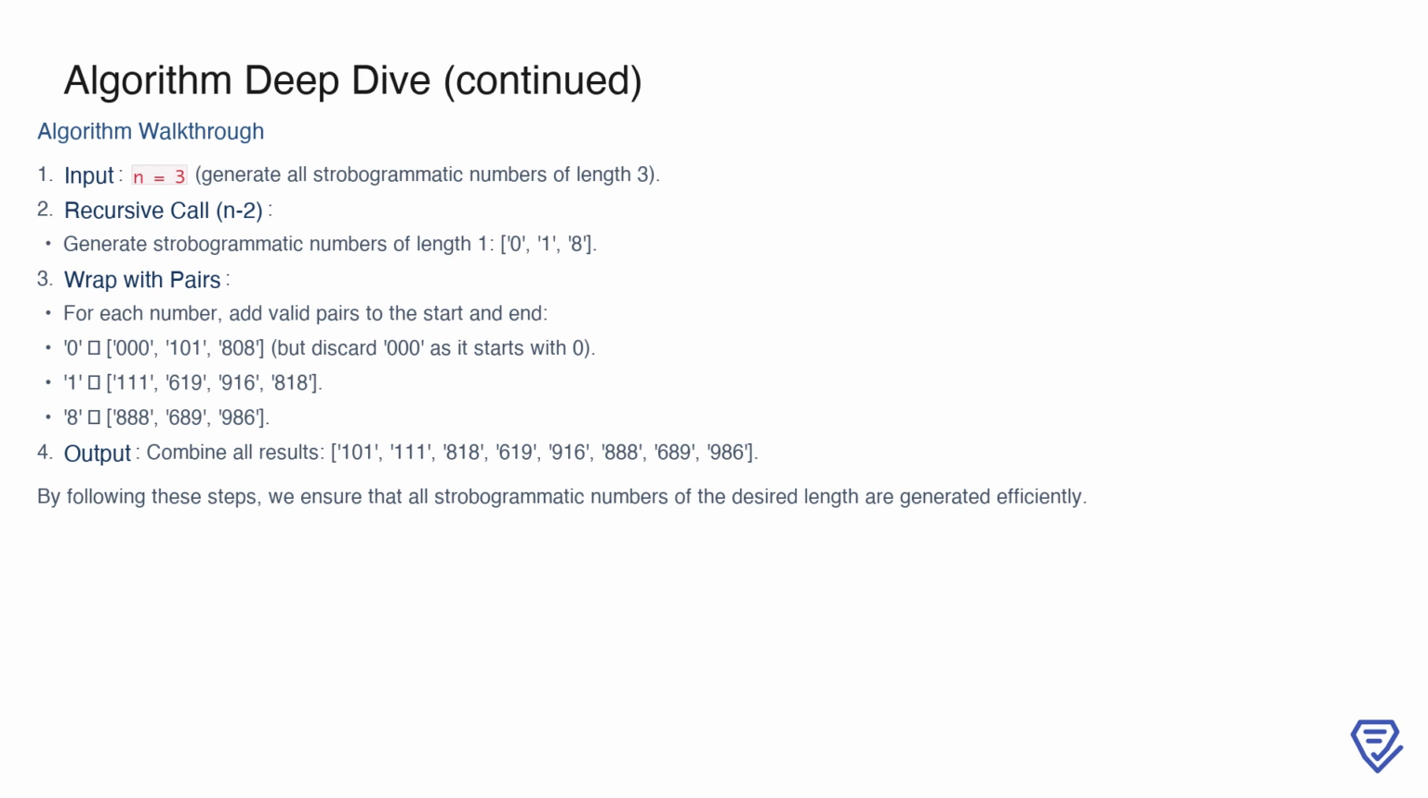However, numbers like 000 are discarded because they start with 0. Similarly, wrapping 1 produces numbers like 111, 619, and 916, while wrapping 8 generates 888, 689, and 986. Finally, we combine all these results into the output: 101, 111, 818, 619, 916, 888, 689, 986. This systematic approach ensures that all strobogrammatic numbers of the desired length are generated efficiently.